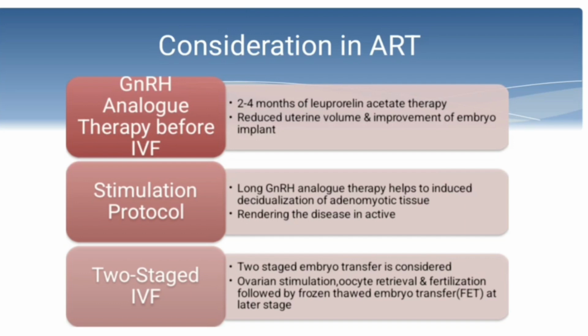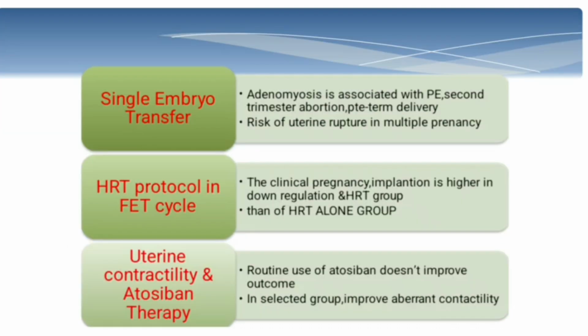Then second, we can do the stimulation protocol. Long GnRH analog therapy helps to induce decidualization of adenomyotic foci or tissue, rendering the disease inactive. Then 2-stage IVF can be done. 2-stage embryo transfer is considered. First, ovarian stimulation, then oocyte retrieval and fertilization, followed by frozen thawed embryo transfer, that is FET, at a later stage. Then we can do single embryo transfer.